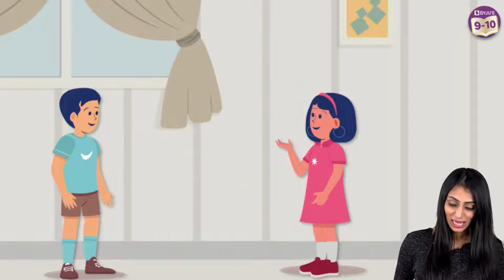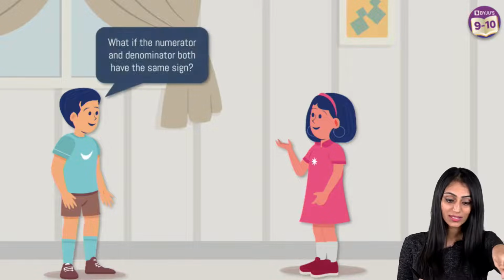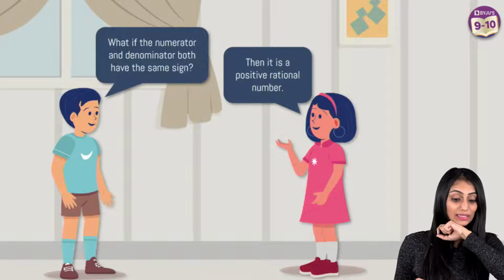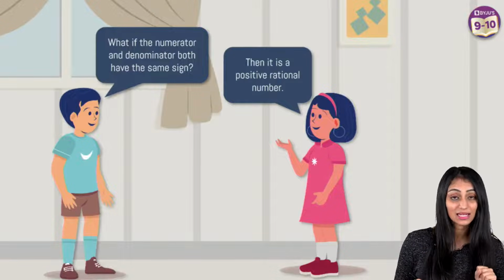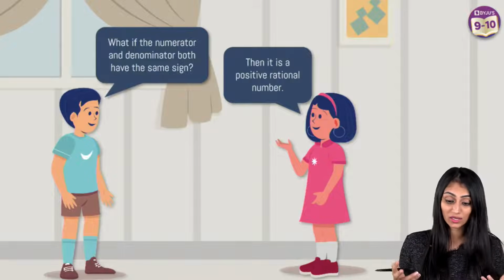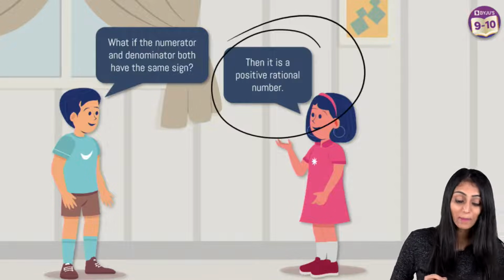All right. So now, the question that you asked, this kid has the same question. What if the numerator and denominator both have the same sign? Let's say they both are positive, or they both are negative. Then that rational number would be a positive rational number.